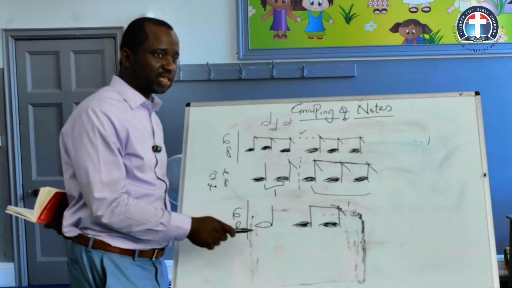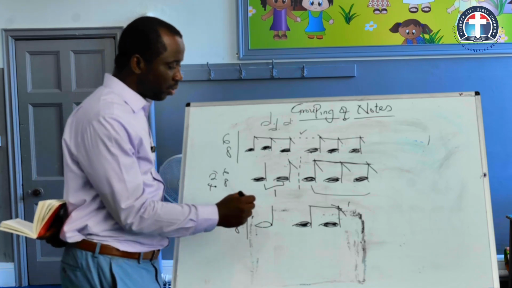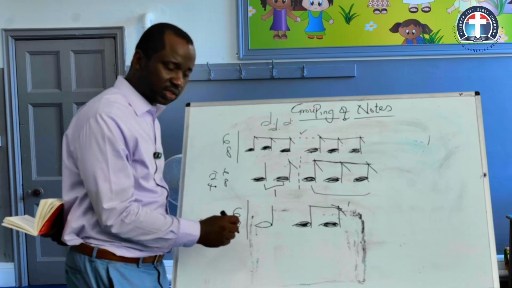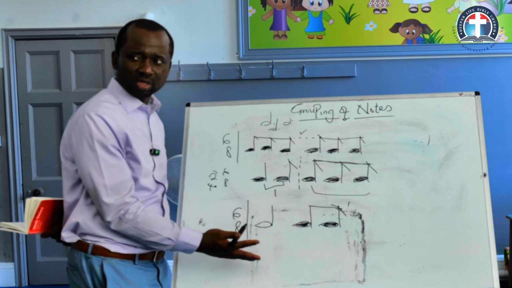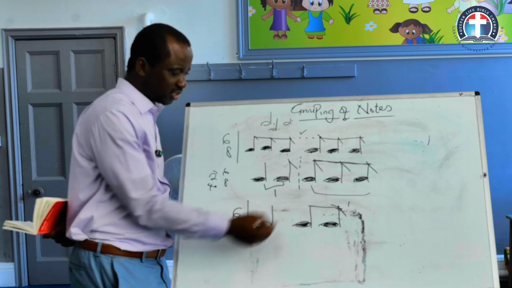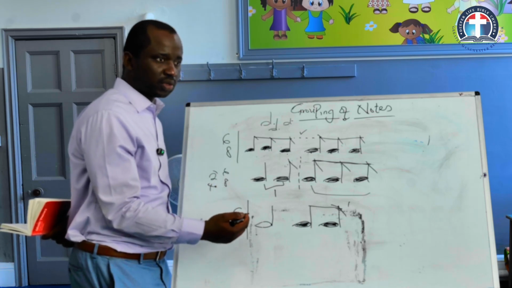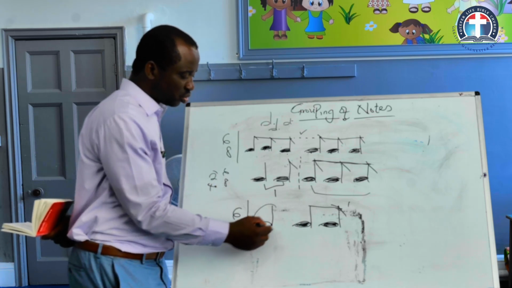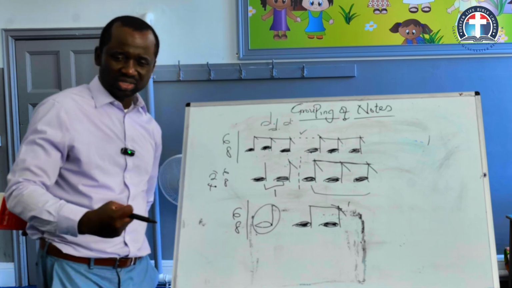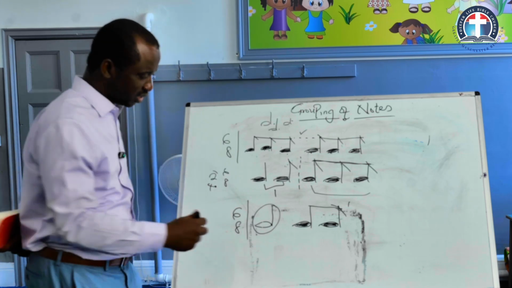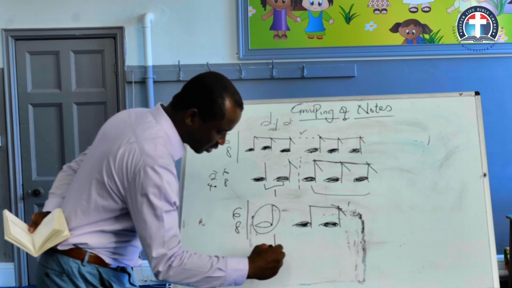If you have something like this, yes, I said you shouldn't use ties, right? Don't use ties. But when you have something like this, this is 6/8, but it doesn't show compound time. It shows a simple time because each of these can be divided into 2. There is no 3. So what can you do here? You can break these notes into two so that you bring out some dotted value from it. Does it make sense? So in that case, what if I do something like this?